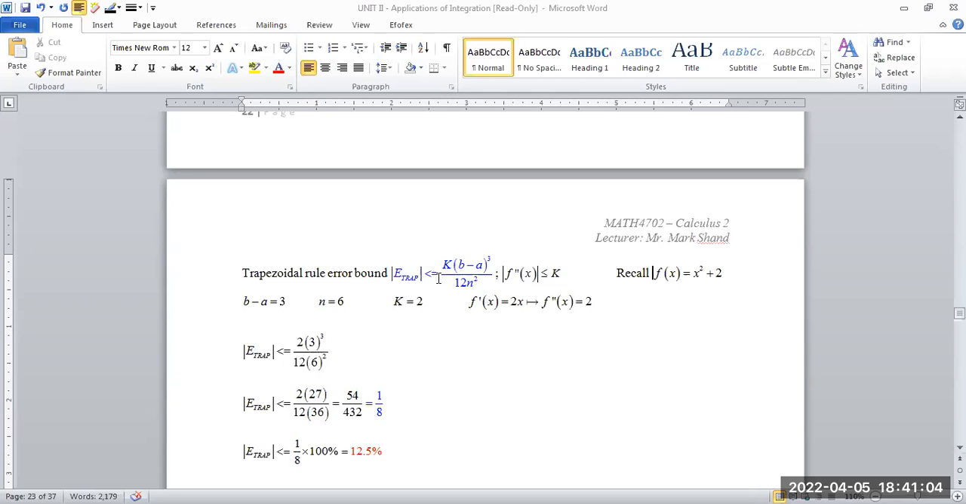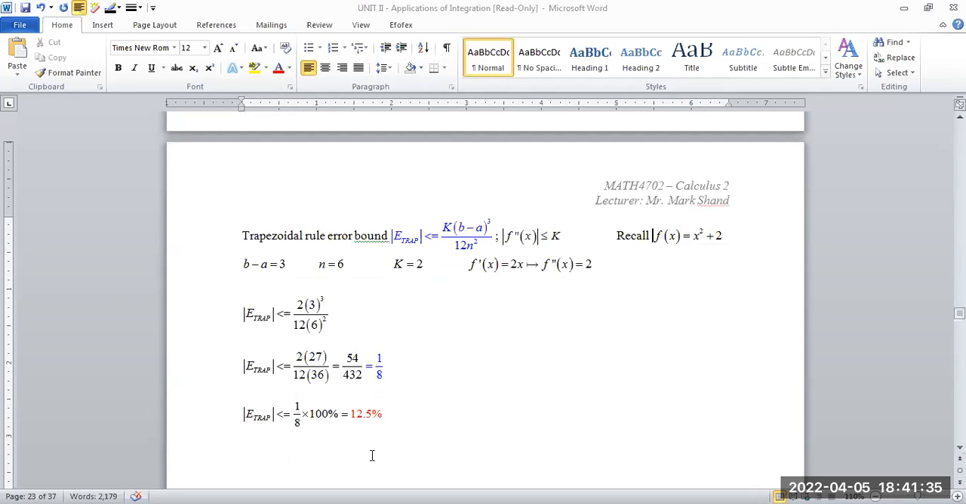Oh, all right. So watch me now. If K is 2, it's going to be 2 times (B minus A, which is 3) cubed, over 12 times 6 squared. 3 cubed is 27. 27 times 2 is 54. 6 squared is 36, times 12 is 432. So I'm going to get 1/8. When I times that by 100, I'm going to get 12.5. Right?